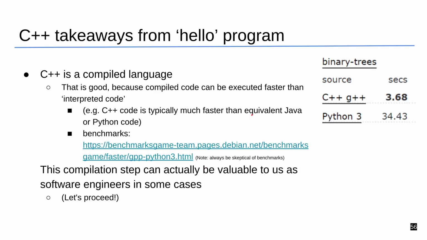Okay, so some takeaways here. Again, C++ is a compiled language. That's a good thing for performance. And we typically like performance. We're going to build a performance-based application in this course, so we need C++ for us. And this compilation step can actually be valuable to us as software engineers in some cases. So I want to show you where that's applicable.